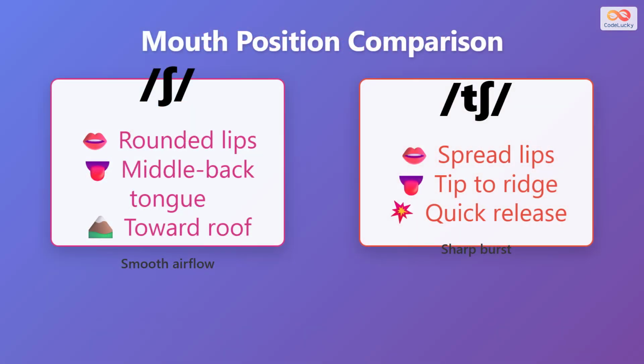Here is the key difference in mouth position. For the SH sound, your lips are rounded and pushed forward, and your tongue is positioned toward the middle and back of the roof of your mouth. This creates a smooth airflow. For the CH sound, your lips are spread apart, not rounded, your tongue tip touches the ridge behind your teeth, and you release air with a quick burst. Remember, SH equals smooth airflow with rounded lips. CH equals sharp burst with spread lips.